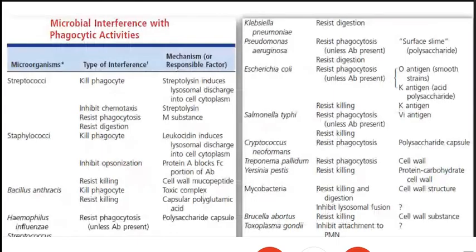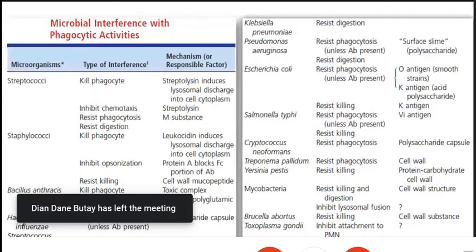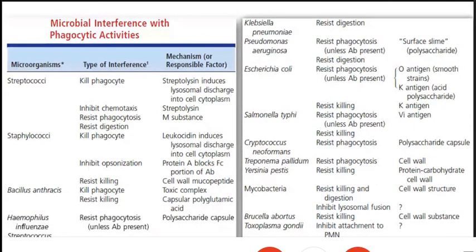So these are just microbial interferences with phagocytic activities. You have here, anong type of interference ang streptococci? Ang gagawin niya is to kill the phagocyte. How? Because it produces your streptolysin. Whereas your staphylococci also can kill a phagocyte by means of your leukocidin. Okay, yan yung mga mechanism or the factor responsible for getting rid of the phagocyte para hindi sila ma-phagocytize.